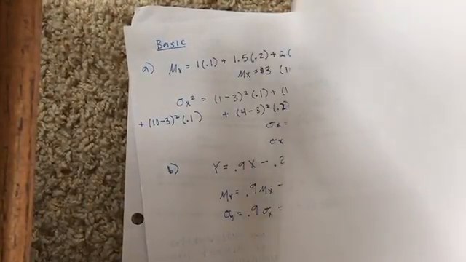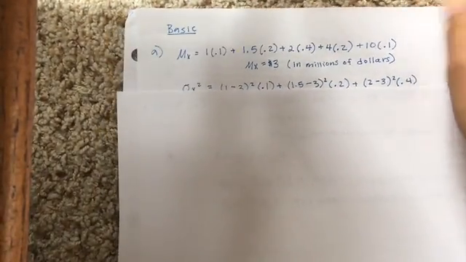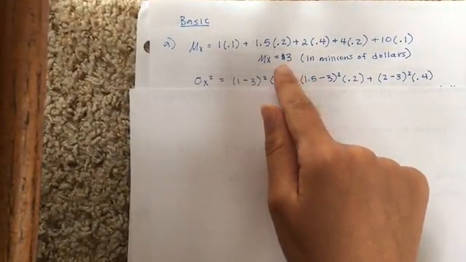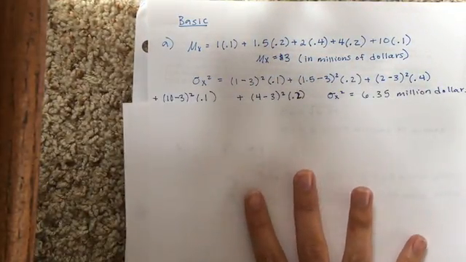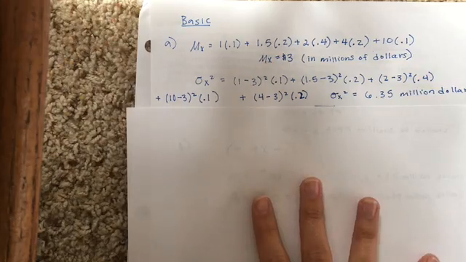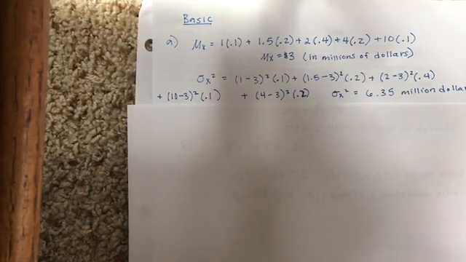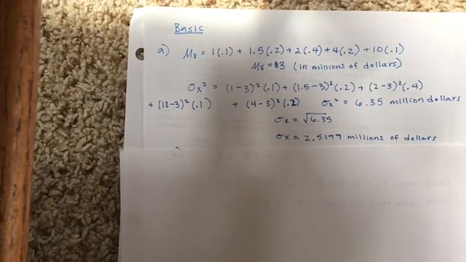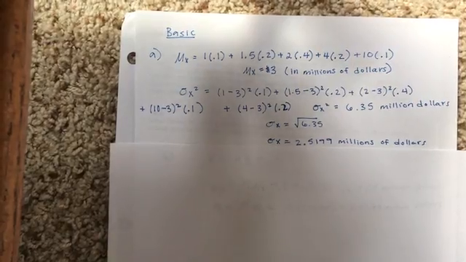So to find the standard deviation, you first have to find the variance. So to do that, you take x1 minus the mu, which is 3, and you square that, and then you multiply it by its probability. So you do that all the way through for each probability and x value, and you get that the variance is $6.35 million. But then to find the standard deviation, you need to take the square root, which would be $2.5199 million dollars.